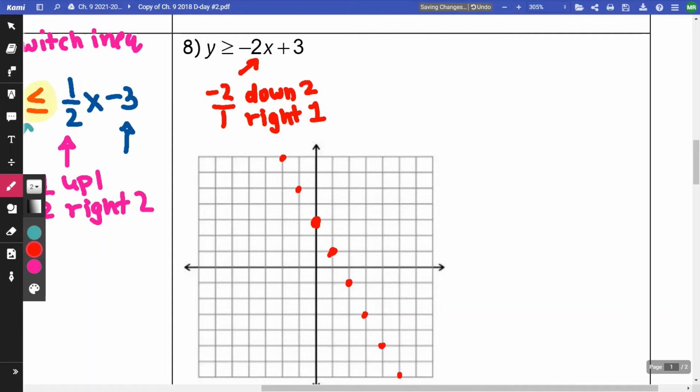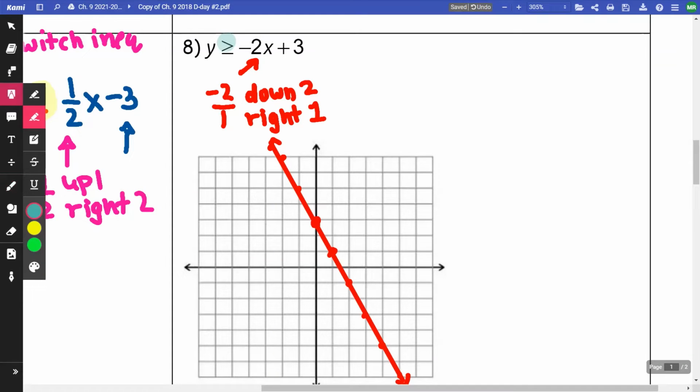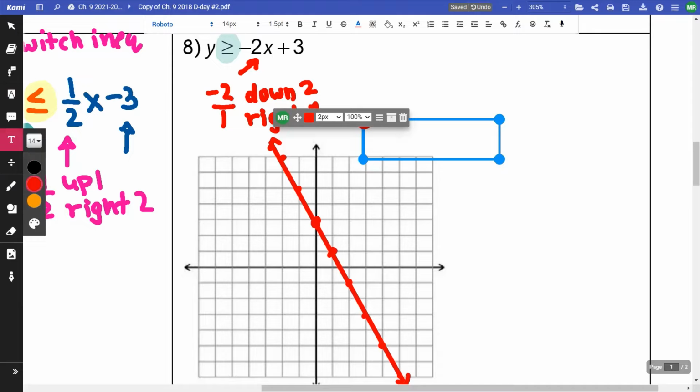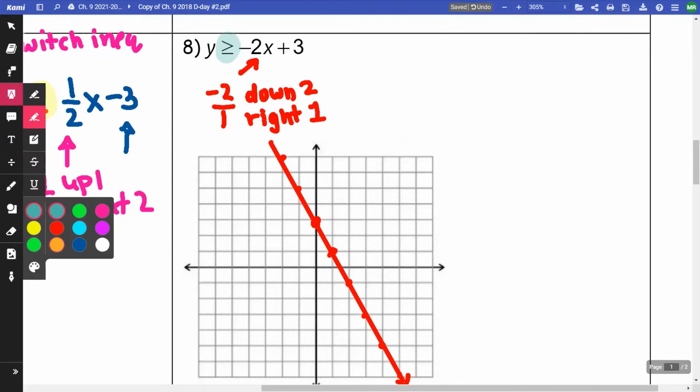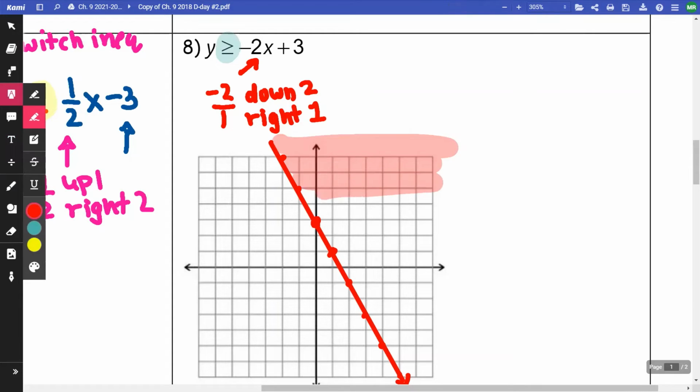You want to continue your line off your graph. This is going to be a solid line. So I'm going to draw a solid line. And then if I look back at the inequality, it is greater than or equal to, so I'm going to shade above. Okay, so I'm going to shade above. And so I'm shading everything here. Now, in this case, everything on the line is a solution because it's a solid line, and everything in the shaded region.